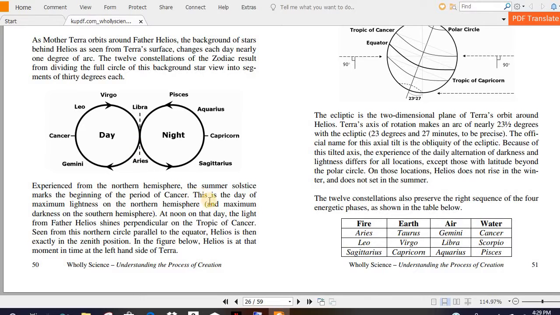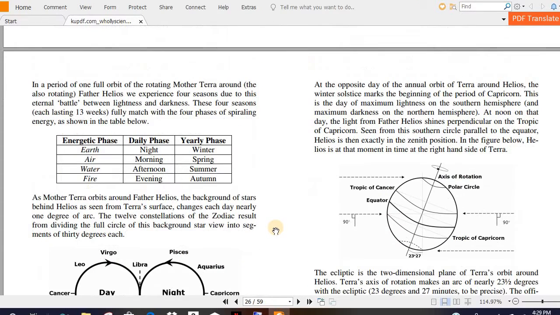That's me, Cancer. This is the day of the maximum lightness on the northern hemisphere and maximum darkness on the southern hemisphere. At noonday, the light of Father Helios shines perpendicular to the Tropic of Cancer, seen from the northern circle parallel of the equator. Helios is then exactly in the zenith position. In the figure below, Helios is at the moment in time at the left-hand side of Terra. At the opposite day of the annual orbit of Terra around Helios, the winter solstice marks the beginning of the period of Capricorn.